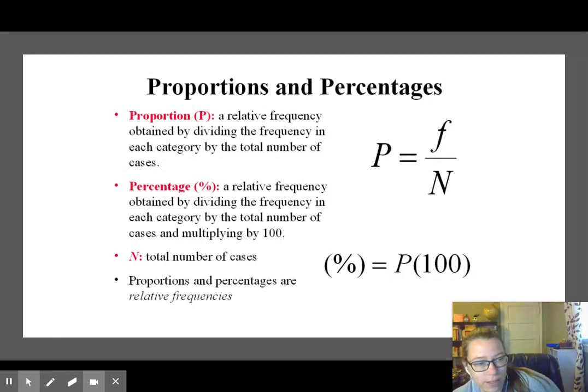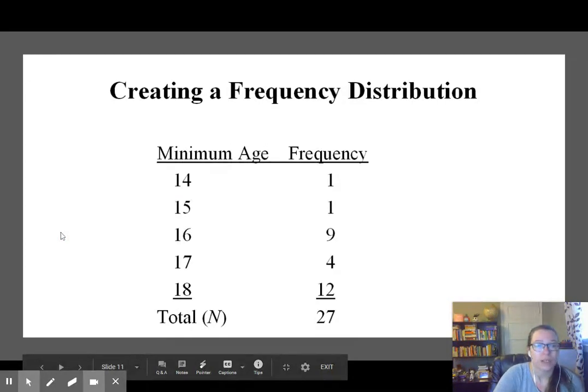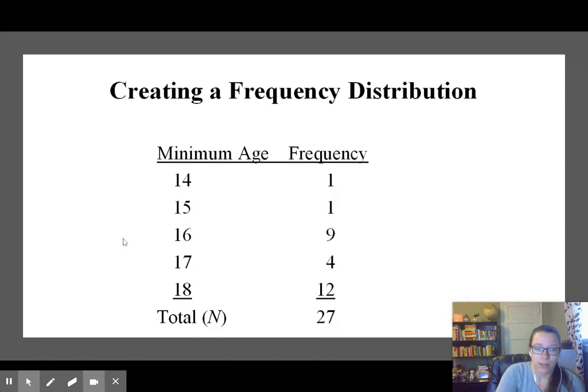And so when we do this, this is going to help us see what this means. Going back, this data set is pretty straightforward, but it's going to help us see what percentage of states have a 14 age cutoff for the death penalty, or 15, or 16, or 17, or 18.